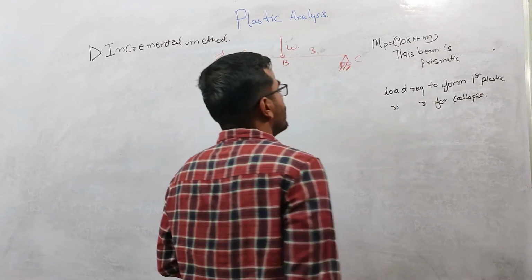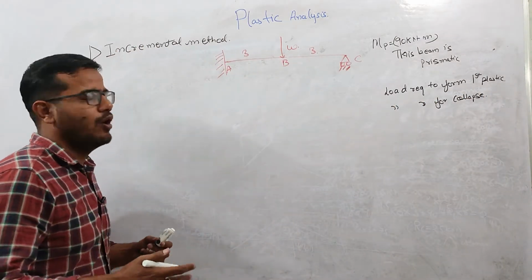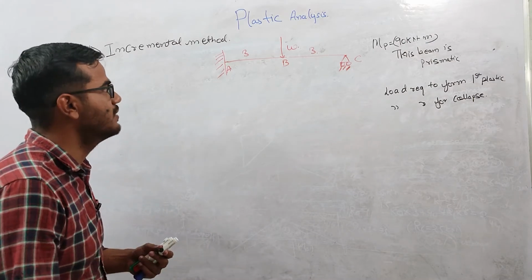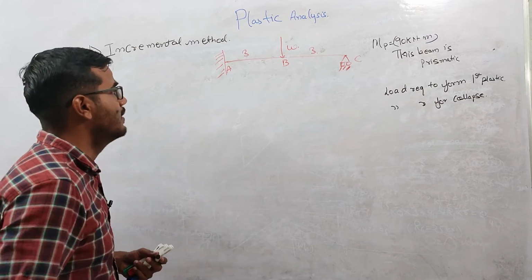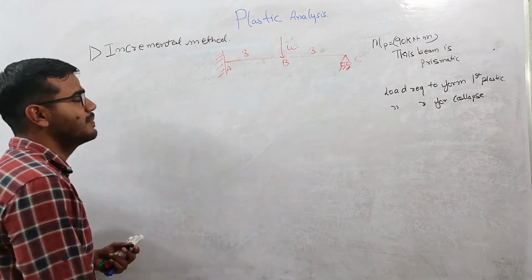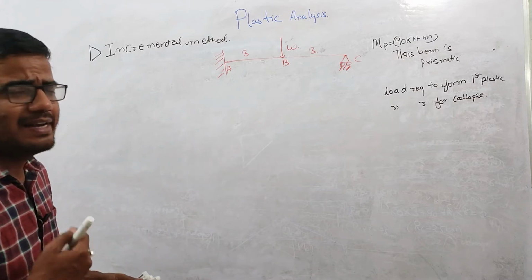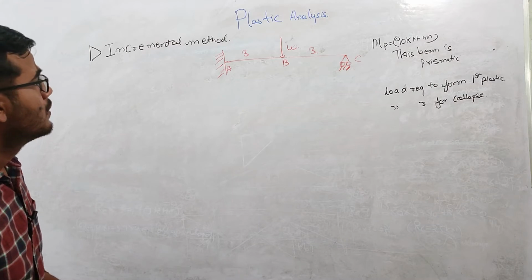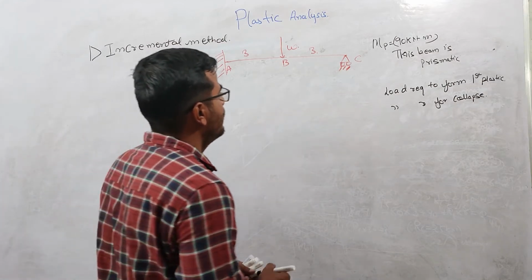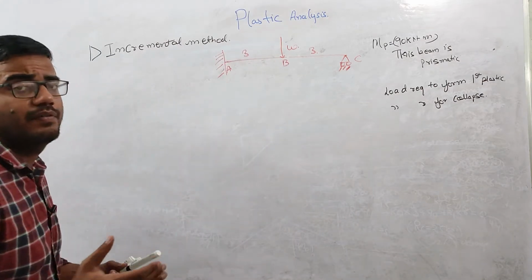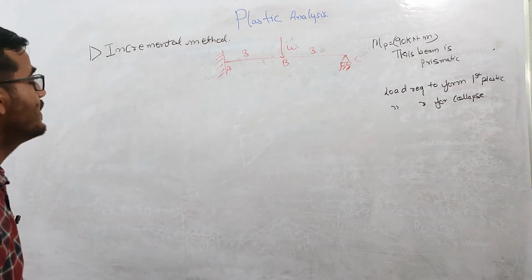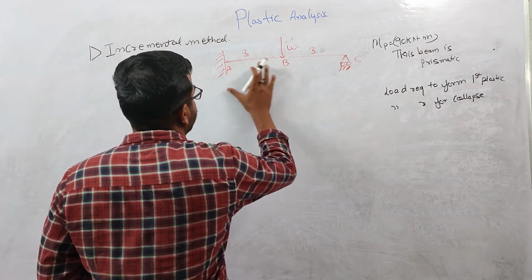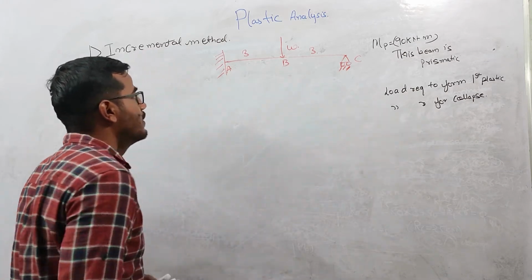If you are asked to find how much load is required for successive plastic hinge formation, you will always use this incremental method. This is the advantage of this method, but it is a little bit laborious. First, in the incremental method, we need to draw the bending moment distribution: due to this load W, how much bending moment is coming at this support A and at this point B.